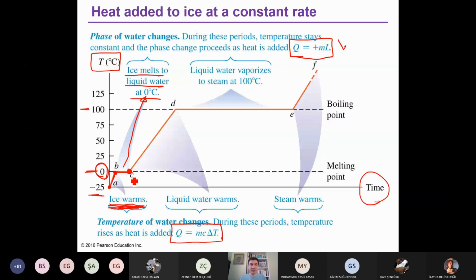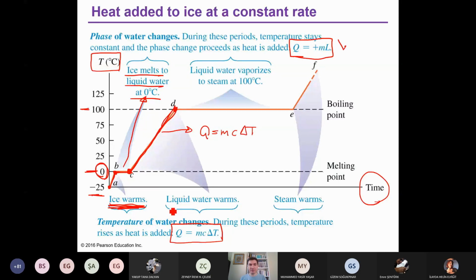And from C to D, in this part, we add additional heat to the system, again given with mc delta T. Okay, I'm talking about this one. So we increase the temperature of the water. We increase the temperature of the liquid here. There is no phase change here. We just increase the temperature of the system. So then liquid water warms, okay?